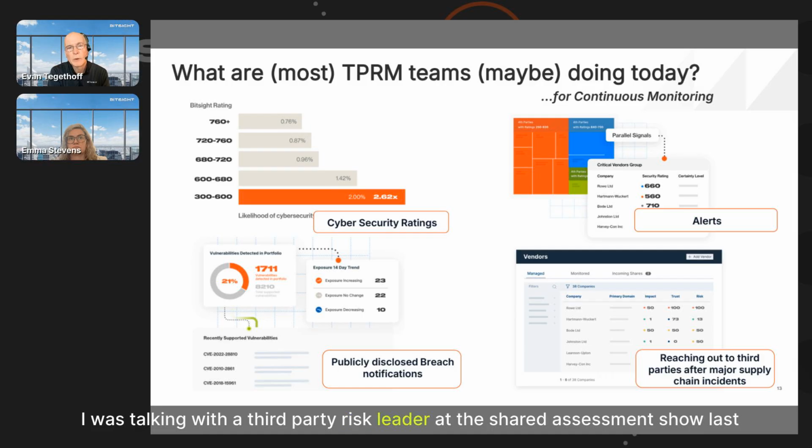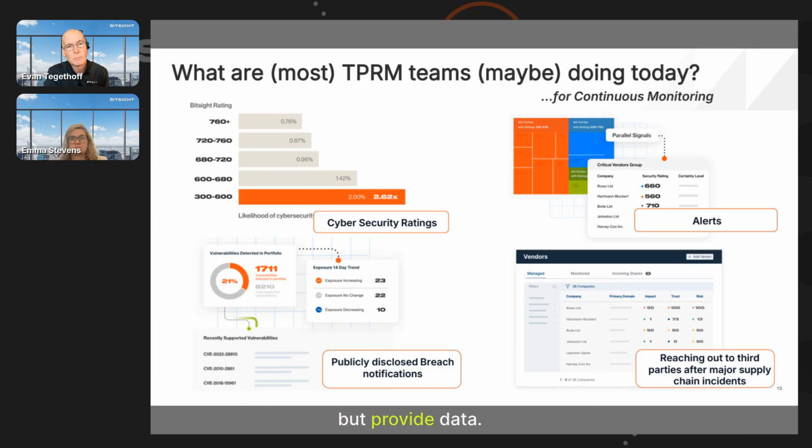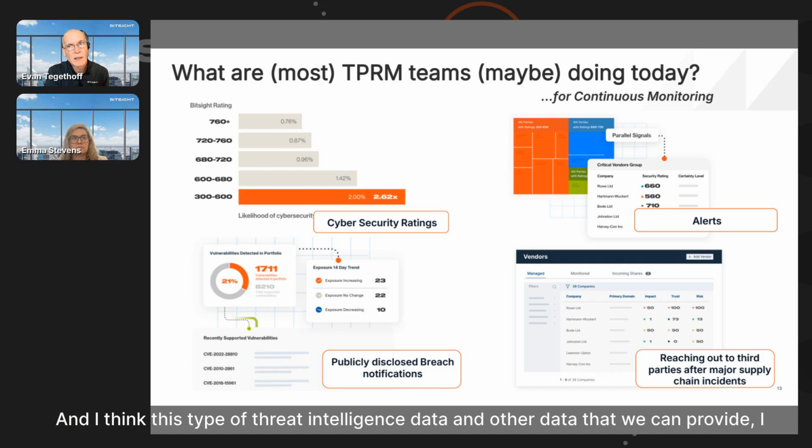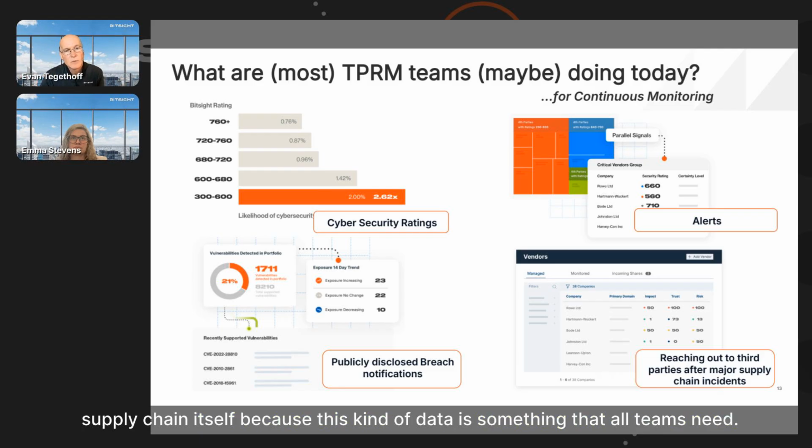I was talking with a third-party risk leader at the Shared Assessments Show last week, and he was mentioning how he would like to even have his team be a provider of data to his third parties, rather than be an auditor and punitive if you don't complete your questionnaire and do all those things, but provide data. And I think this type of threat intelligence data and other data that we can provide, think about that in terms of what you could provide to really raise the bar for the supply chain itself, because this kind of data is something that all teams need.